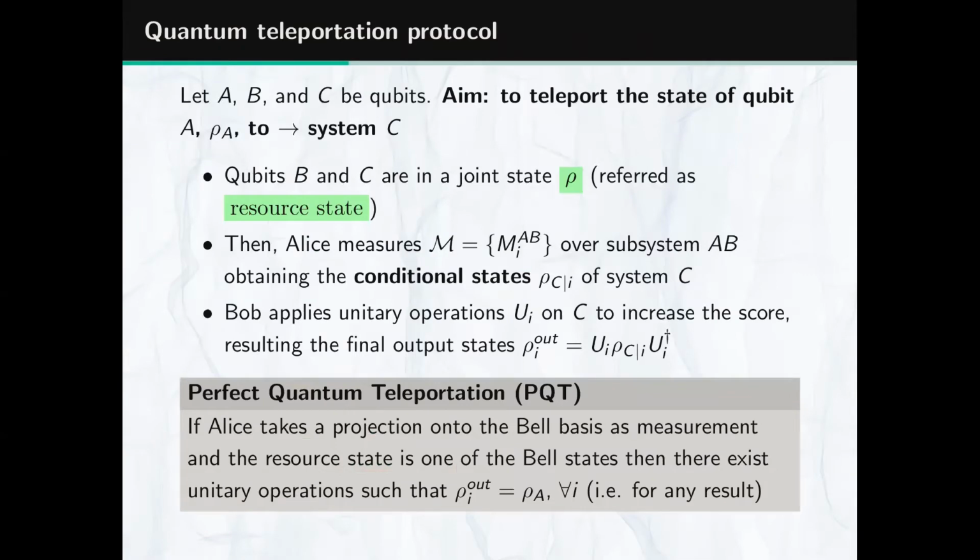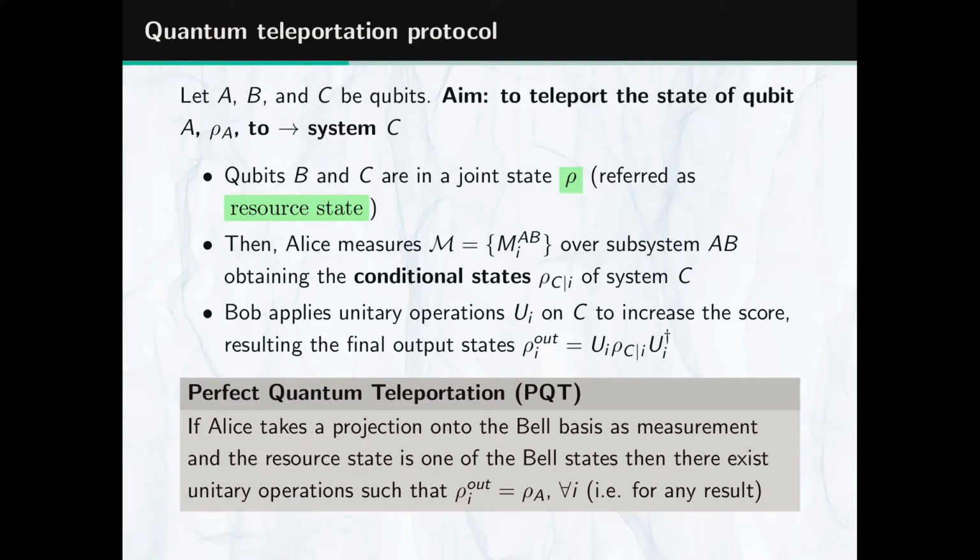Let's see now the quantum protocol. In the quantum protocol, we need 3 qubits, A, B, and C. Then here we have a qubit, another qubit. The aim of the protocol is to teleport the state of the first qubit to the third, C. The first step of the protocol consists in preparing a joint state of these 2 qubits. Here we put rho.